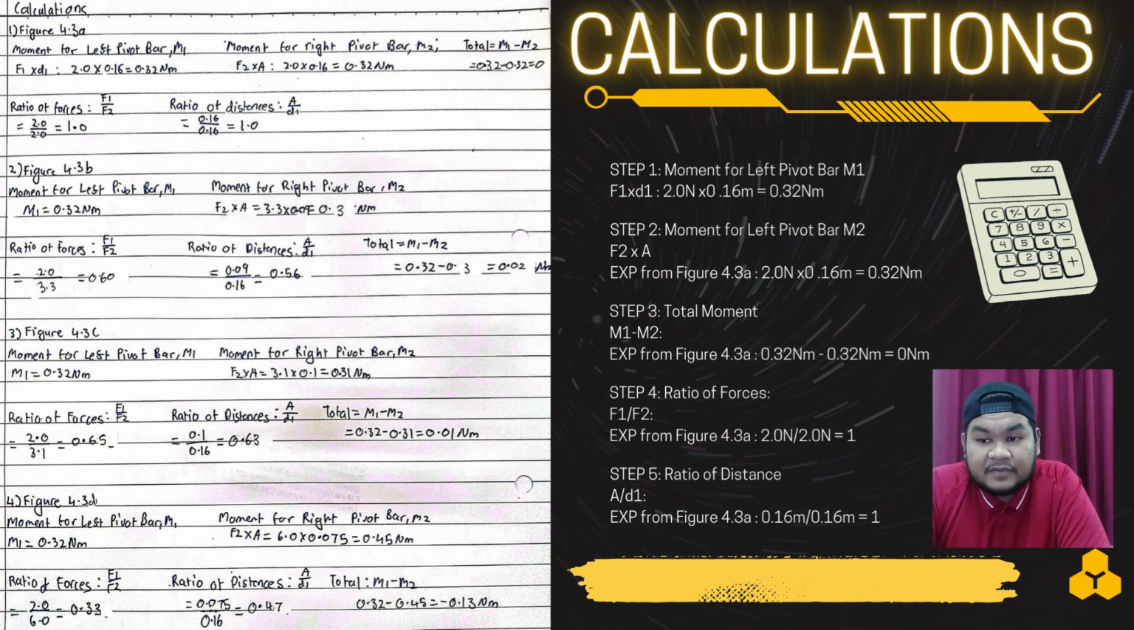Step 5 is the ratio of distances using the formula A over D1. In the same example from 4.3a, it is 0.16 meters over 0.16 meters, which also equals 1. We can apply the same steps for figures 4.3b, c, and d.